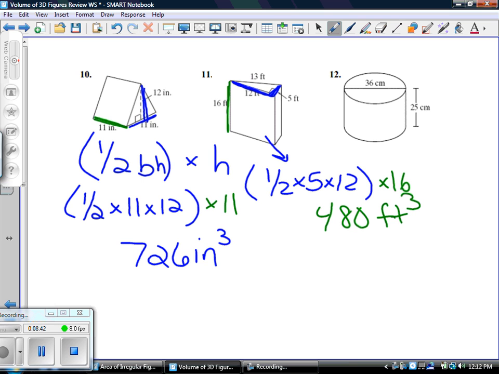Next, what we're going to go into is a quick word problem, and then we'll deal with some figures that actually have more than one figure within it. So figures that are composed of multiple three-dimensional figures that have to be split apart and then found the volume of the entire figure.